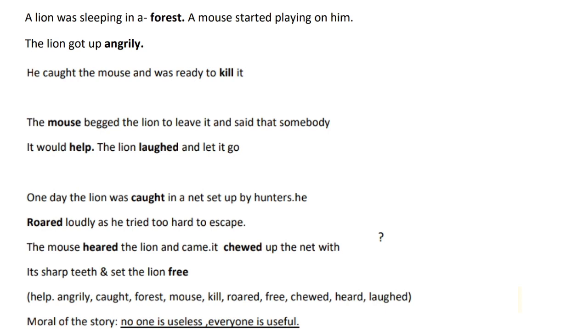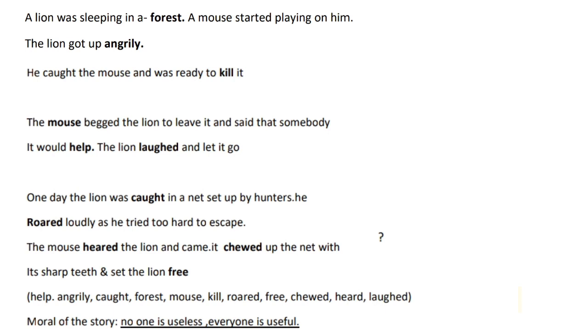The mouse begged the lion to leave it and said that someday it would help the lion. The lion laughed and let it go. One day the lion was caught in a net set by the hunters.